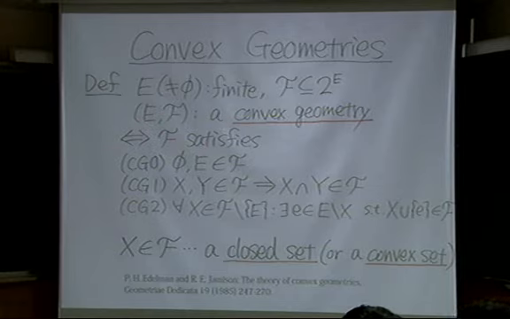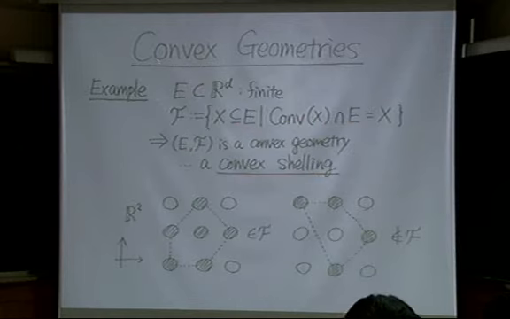And we call each element in the family F a closed set. This is also called a convex set. And this notion was introduced by Edelman and Jamison in 1985. Indeed, this is a dual of an antimatroid. I don't explain about antimatroids, but this is a dual of an antimatroid. Okay, now I will show you some examples of convex geometries.